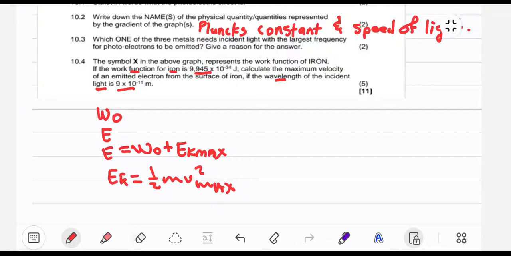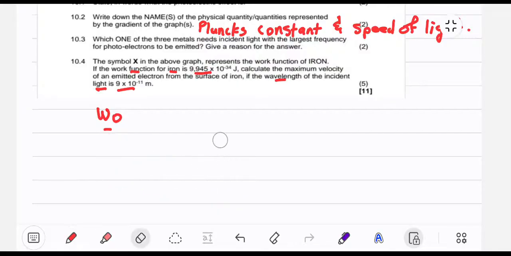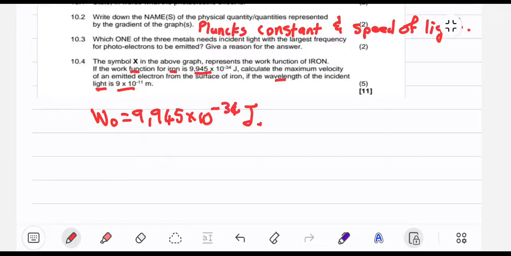So let's quickly try to work this out. W naught equals... okay, I'm already given it. It's 9.945 times 10 to the negative 34 joules.